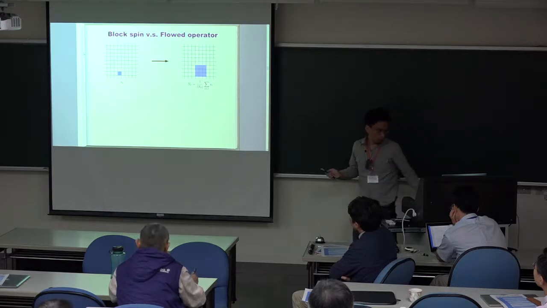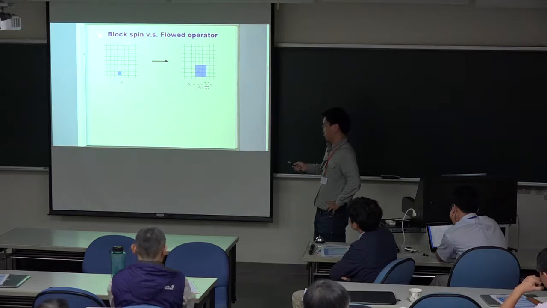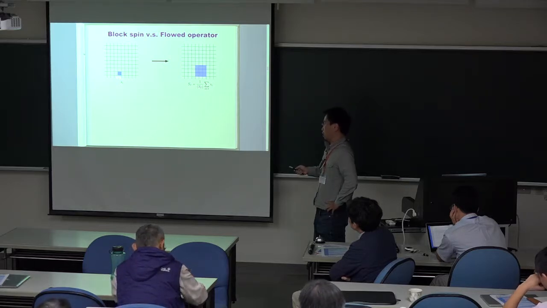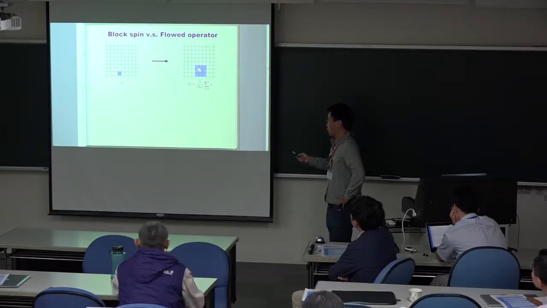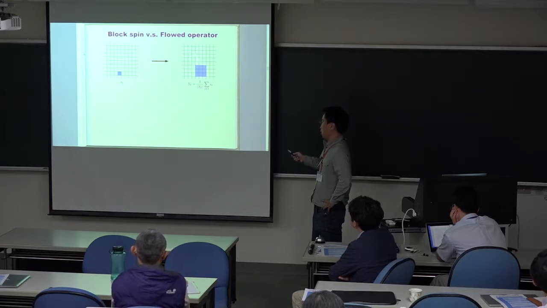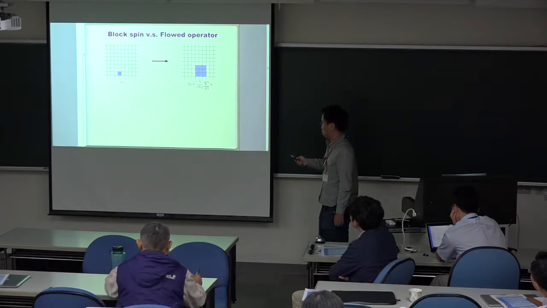Let me explain this. The block spin transformation is something like this. Consider a lattice system with a spin variable on each site, denoted by S_i. Then let's consider a bigger block like this. The block spin transformation is the sum over this block with weight 1 and with a certain normalization.